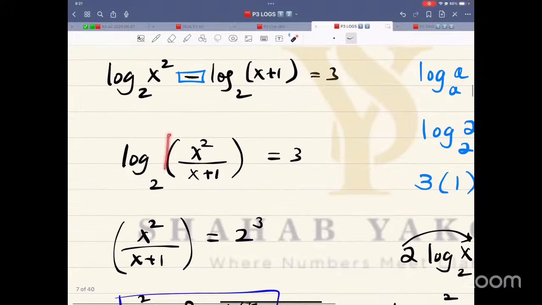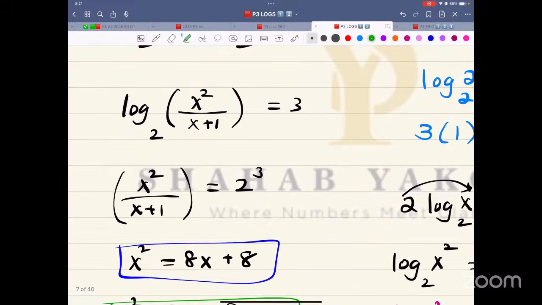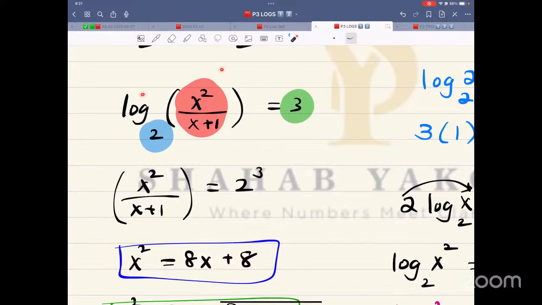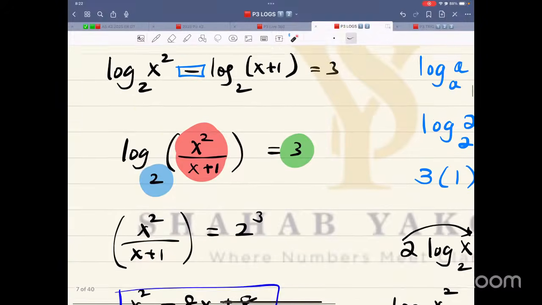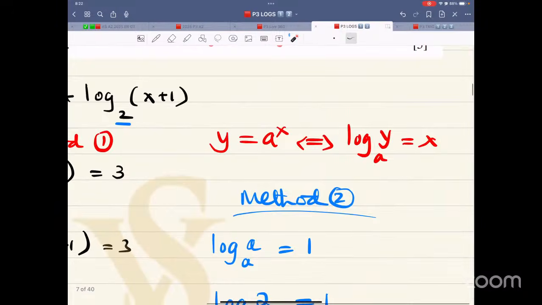So when we reach this stage, we apply the concept that we are taking the log of this number. So log of this thing to the base 2 equals 3. Therefore, 2 raised to the power of 3, base raised to a power, equals this whole thing. Got the idea? That is the first thing, and then you get a quadratic equation that I'll talk about soon. So method number 1 is using rules of logs and then changing it into index form.